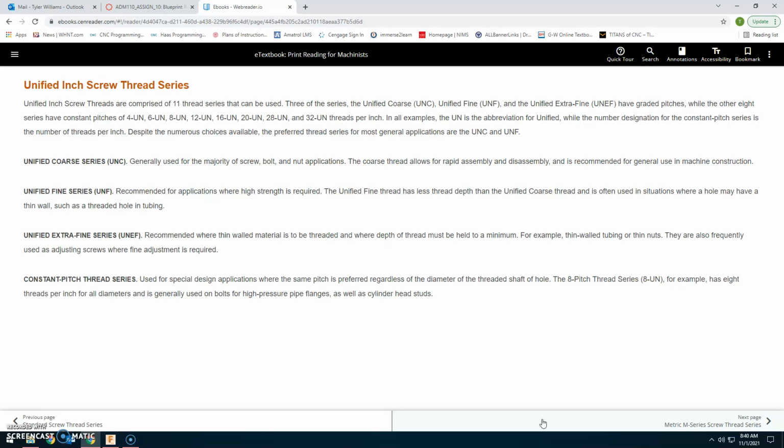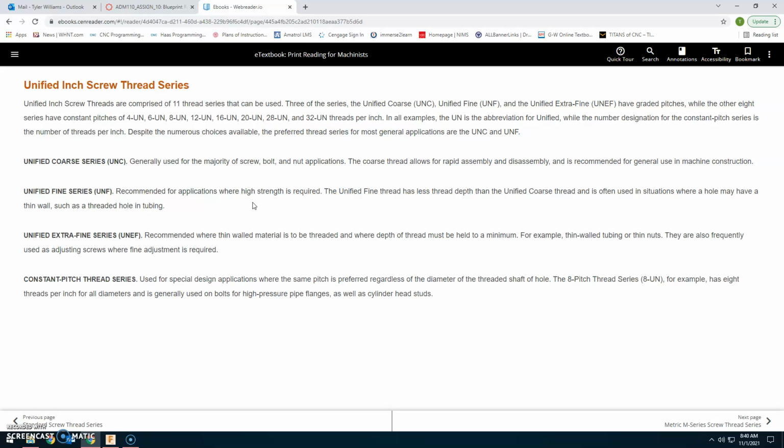So unified inch screw threads are comprised of 11 series that can be used. Three of the series, the unified coarse, unified fine, and unified extra fine, have graded pitches, while the other 8 series have constant pitches of 4 UN all the way to 32 UN threads per inch. In all examples, the UN is the abbreviation for unified, while the other designation of the constant pitch series is the number of threads per inch. Despite the numerous choices available, the preferred thread series for the most general applications are the UNC and UNF.